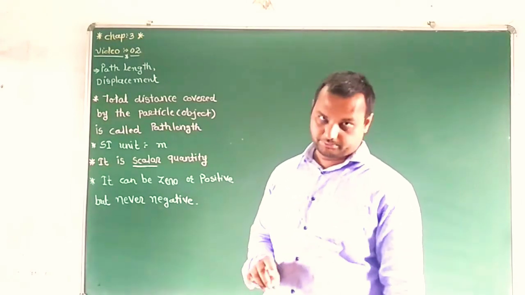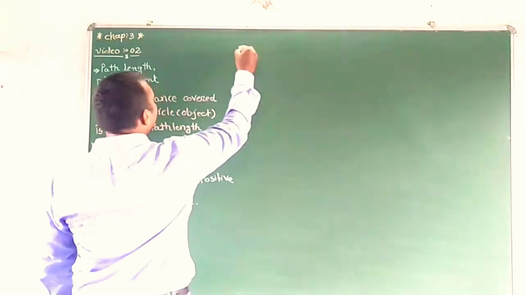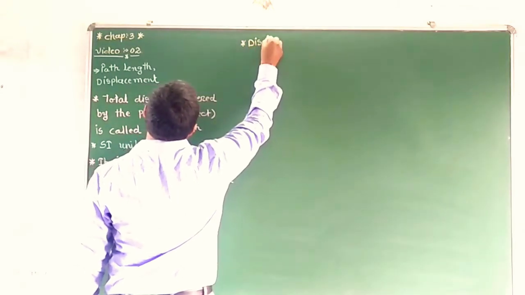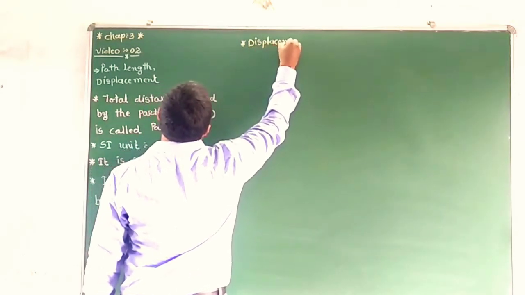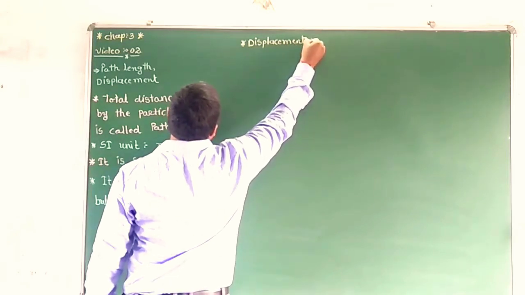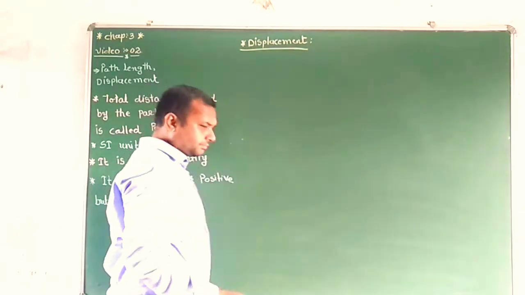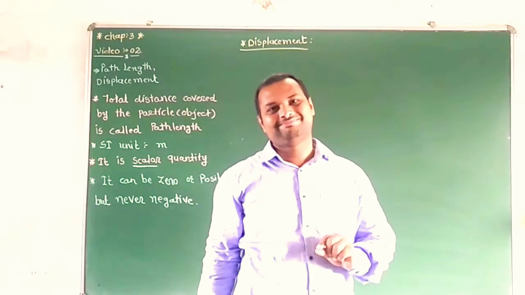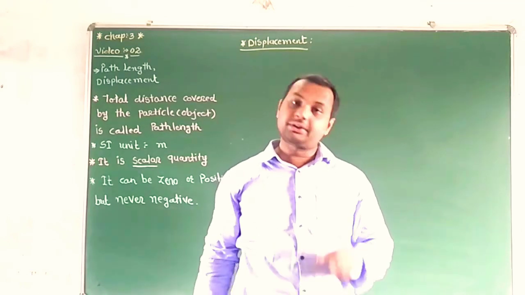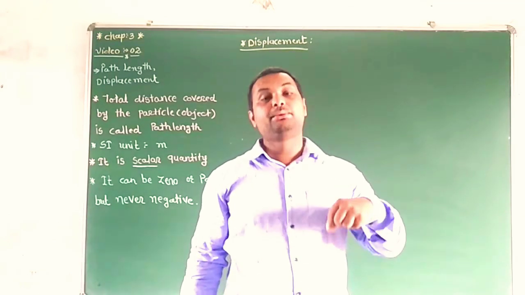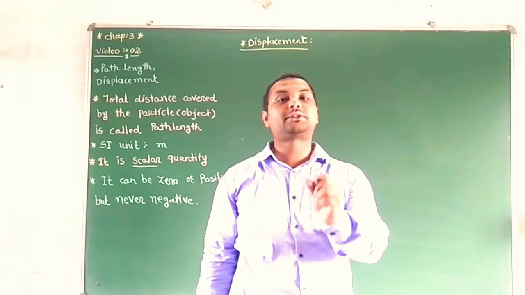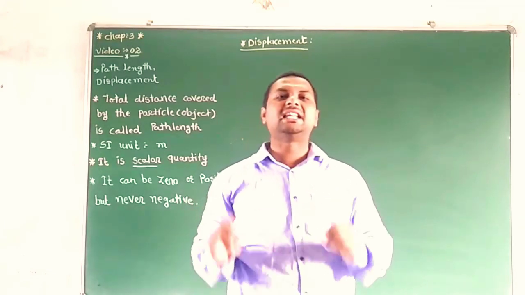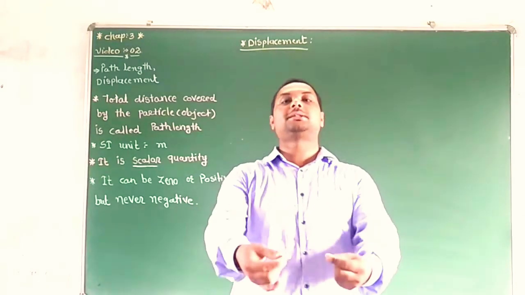Second is displacement. दूसरा क्या है? Displacement. So, by the definition, change in position is called displacement. फिर से repeat करता हूँ. Change in position is called displacement. Okay? Formula बहुत आसान है. Final position minus initial position, that is called displacement.